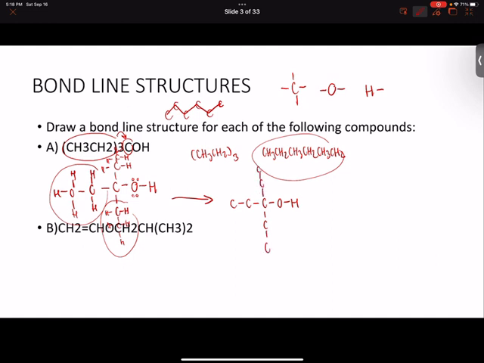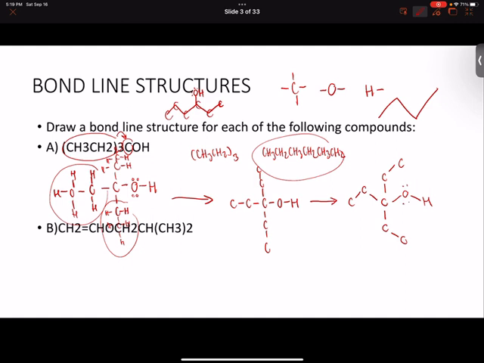Except, as we know, in bond line structures, they do show the OH groups, or anything that's not a carbon or hydrogen. So we're going to keep that OH group in there. And then next, we're just going to change their structures so they're not linear. Instead, they're at an angle. So you have C, C, C, and then we have this O.